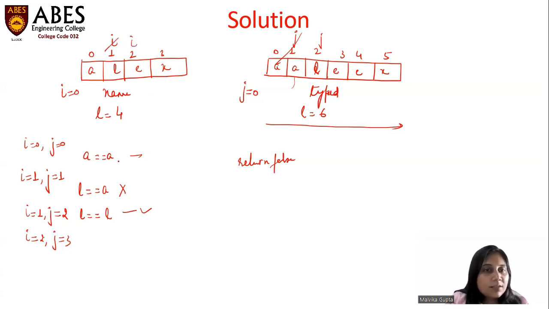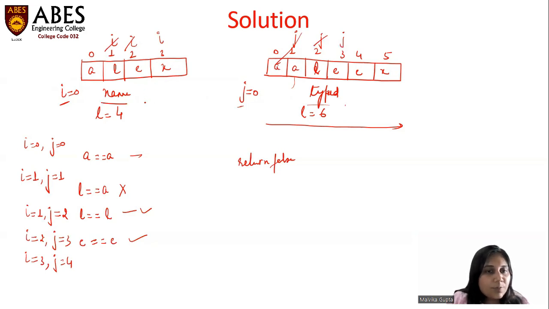Okay. What is the name of I? It is E. And what is the type of J? J will move to this position and type of J is also E. So this condition is again true. What will happen? I equals to 3. Okay. And J will go to 4. I am taking I as an iterator for the name string and J as an iterator for the type string.